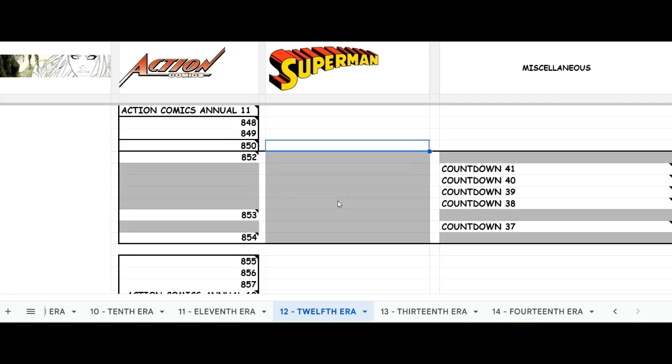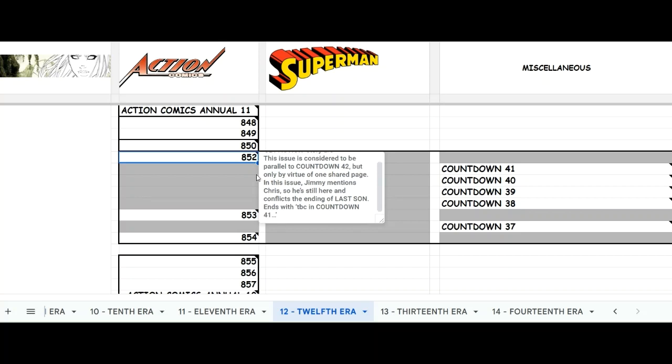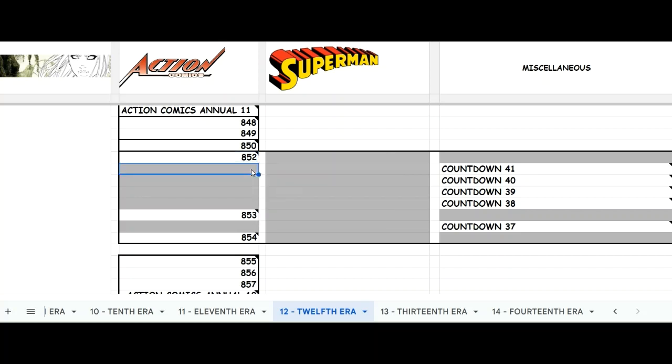What happens next, for this block, as you can see in the black outline, is a story that I'm calling 321 Action. That's what it's explicitly titled. There's quite a lot of notes on this, but I'll just talk you through it. It starts off with Action Comics 852, and that issue is considered to be parallel to Countdown 42, but only by virtue of one shared page.